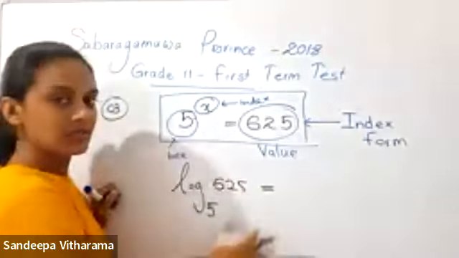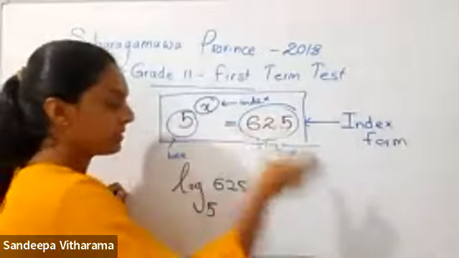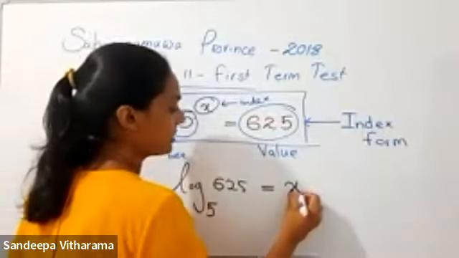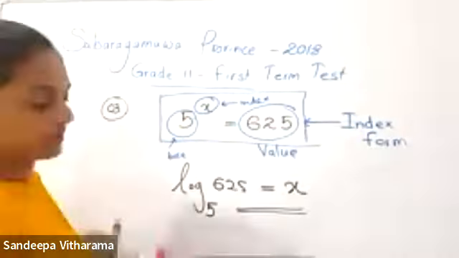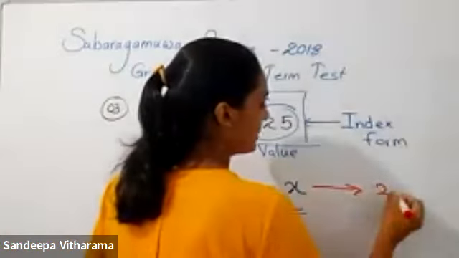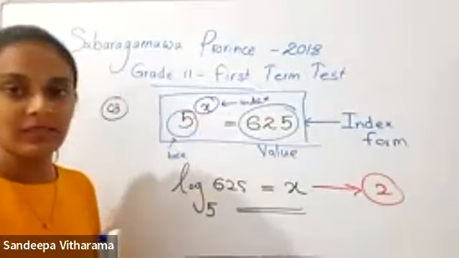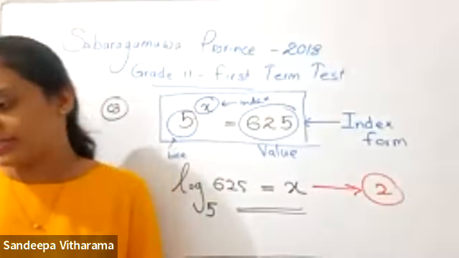And always the logarithm value means the index, the index of the index form of a number. So converting index form into log form, you are given 2 marks. Actually, to obtain these 2 marks is very easy.